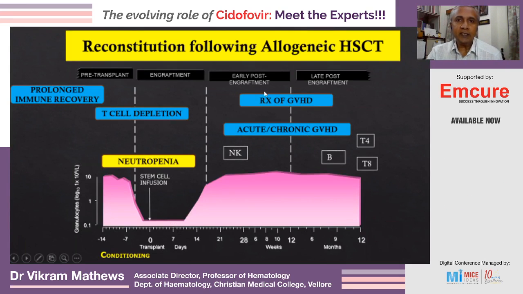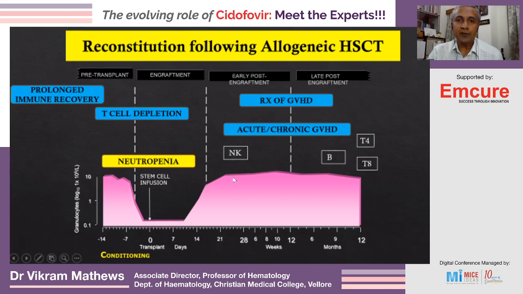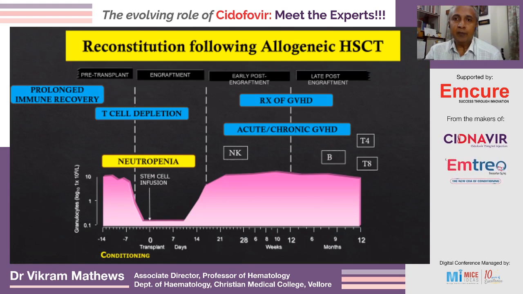These are the classical stages of reconstitution following an allogeneic transplant. You have the pre-transplant phase and an engraftment period, and what you're seeing over here is that the neutrophil count in the patient goes to a very low level, and it takes about 2 to 3 weeks at times to return. Then there's the early post-engraftment, and usually when we talk about engraftment, we focus on platelets and neutrophils. There's an early post-engraftment and a late post-engraftment.